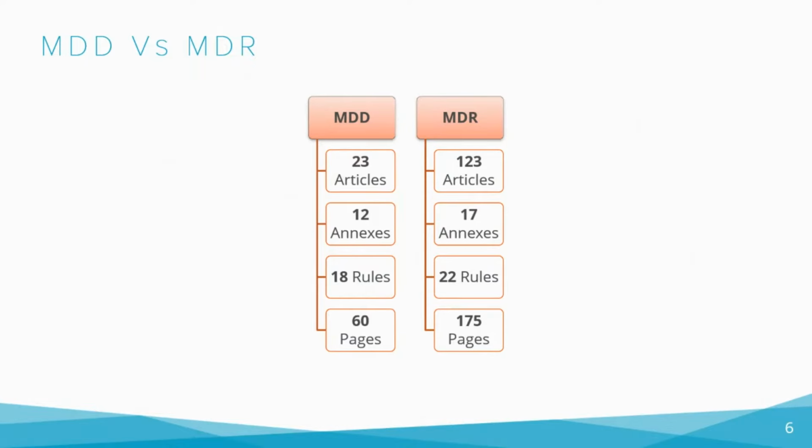Coming to medical device classification rules. In MDD, there are 18 rules, but now in MDR, 22 rules. Pages go from 60 to 175 pages. It's almost 115 more pages. It's a big number.